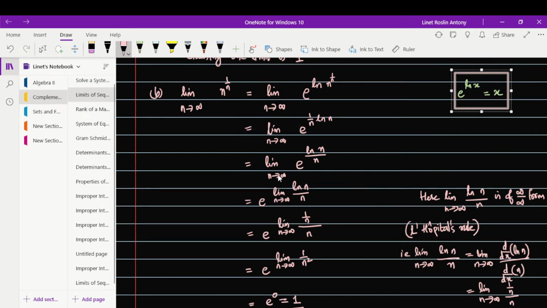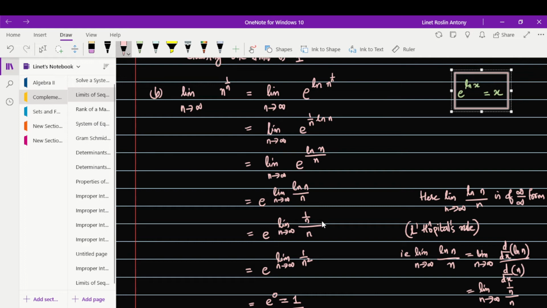What we usually do is apply limits where n is coming, so e raised to the limit as n tends to infinity of log n by n. And log n by n, when we apply infinity, is in the form infinity by infinity, so we can apply L'Hopital's rule. How? The limit as n tends to infinity of log n by n is equal to the limit of the derivative of the numerator divided by the derivative of the denominator, that is, d/dx of log n by d/dx of n. So you get the limit as n tends to infinity of (1 by n) by 1, that is 1 by n.